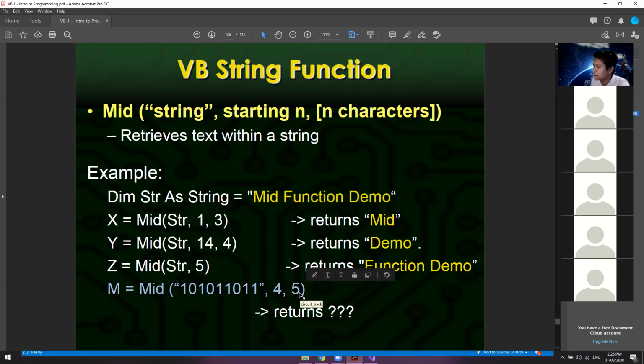How about letter M? Ano ang magiging value ng letter M natin?